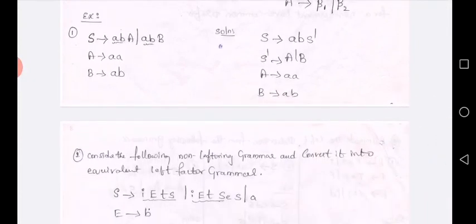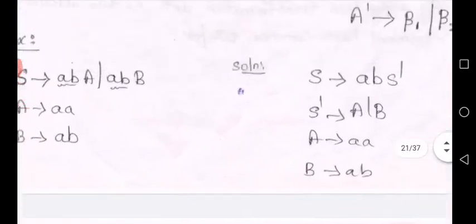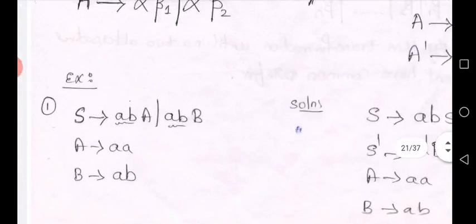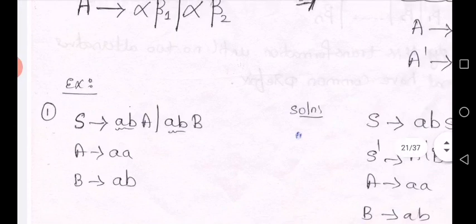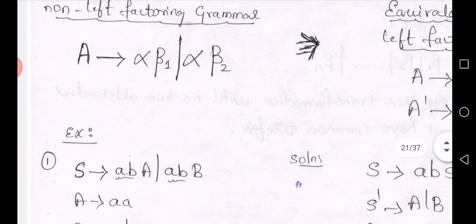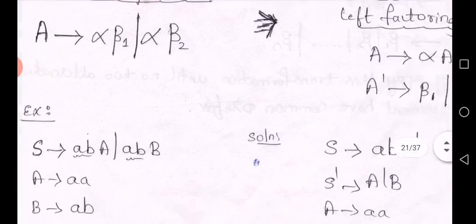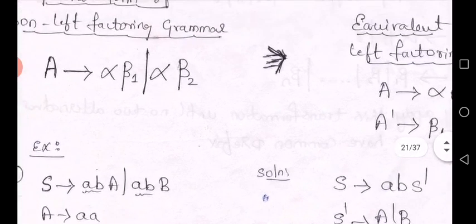Here we have one example. S derives A B A or A B B, exactly. Just observe there are two different possible values of S, but they have a common prefix. So this indicates what? Yes, it needs left factoring.